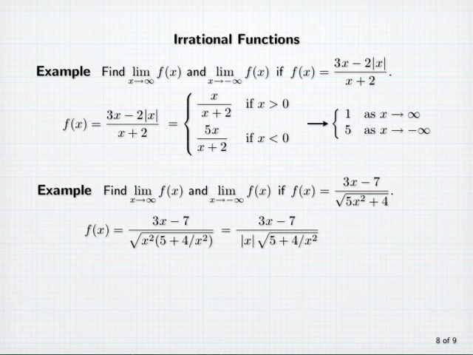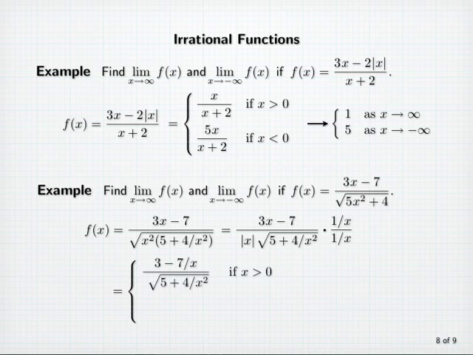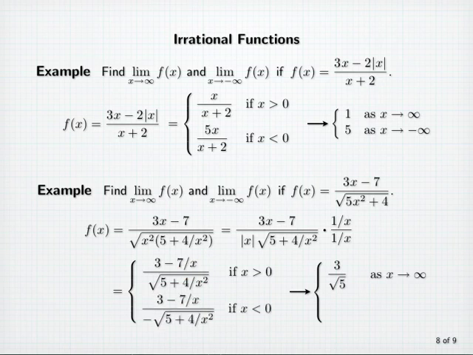Now let's multiply the numerator and denominator of this fraction by 1 over x. For positive x, the absolute value of x times 1 over x will equal 1, and so for positive x, the function becomes (3 minus 7 over x) divided by the square root of (5 plus 4 over x squared). Now, as x goes to positive infinity, 7 divided by x and 4 divided by x squared each approach 0, and so the limit of our function as x goes to positive infinity is equal to 3 over the square root of 5. For negative x, the absolute value of x times 1 over x is equal to negative 1.